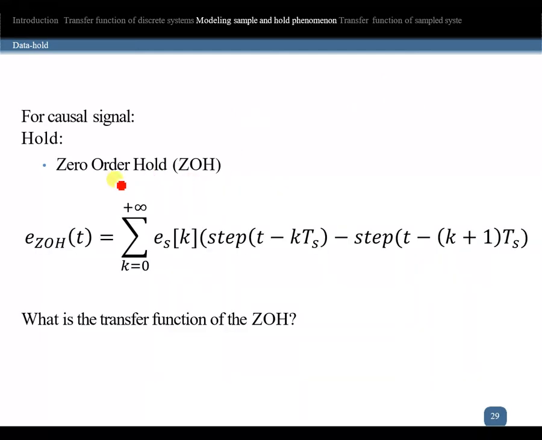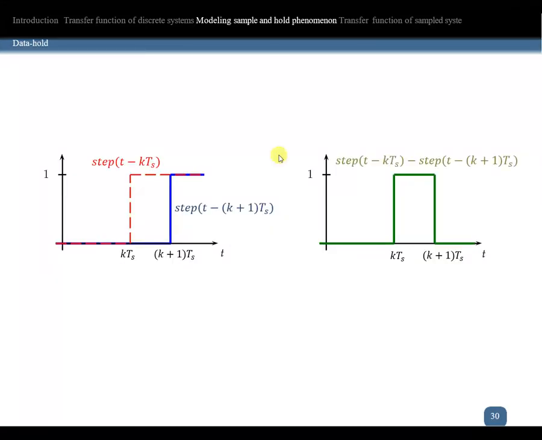For the zero order holder, E zero order holder, I will tell you how I wrote this. It becomes the sum of e(kT) times step(t minus kT) minus step(t minus (k plus 1)T). How can I find this one? This is the step holder.